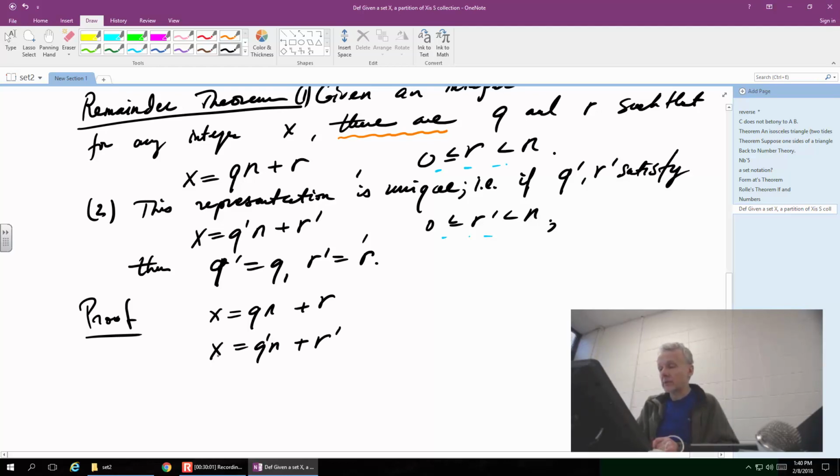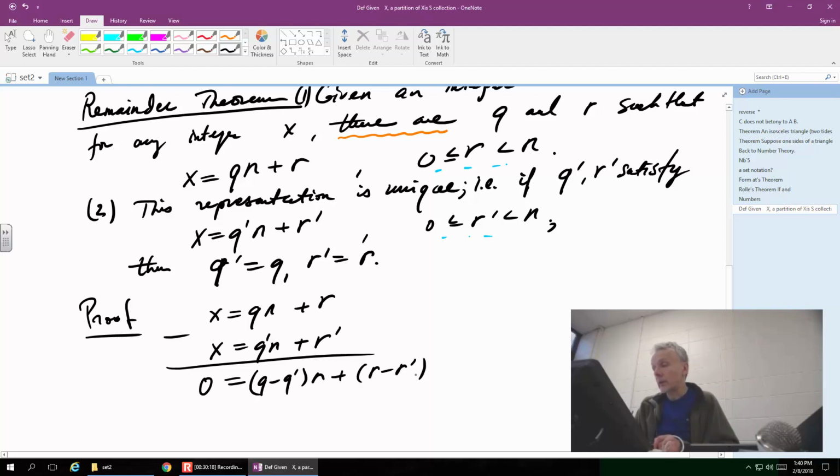We have to combine them somehow. So I like to subtract them. So it will be 0. And here what am I going to be doing? I will be factoring. So it will be q minus q prime and plus r minus r prime. Why am I doing it this way? Because I'm pairing up those numbers that I'm supposed to prove to be equal to each other. So you can see how q is paired up with q prime, r is paired up with r prime.